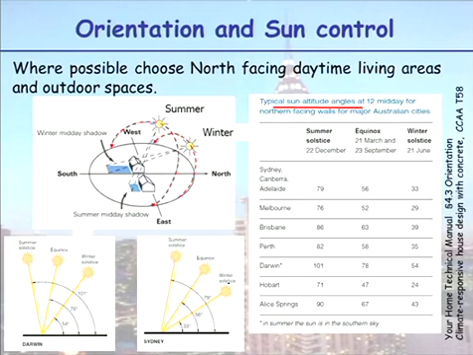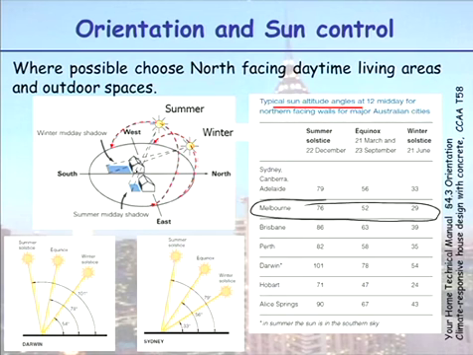At the winter solstice, at the lowest point, the sun never gets up higher than 33 degrees in Sydney. In the summer, the sun angle is as high as 79 degrees. So we need to be aware of that difference in the sun angles. Here we've got Melbourne. Melbourne is very similar to Sydney.